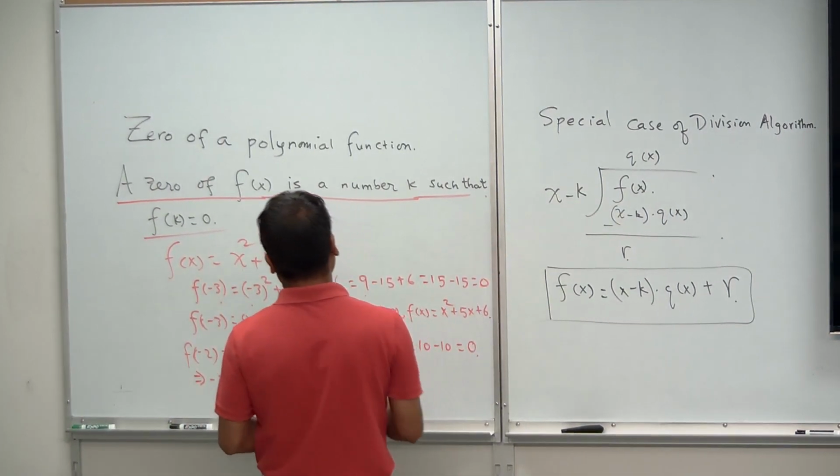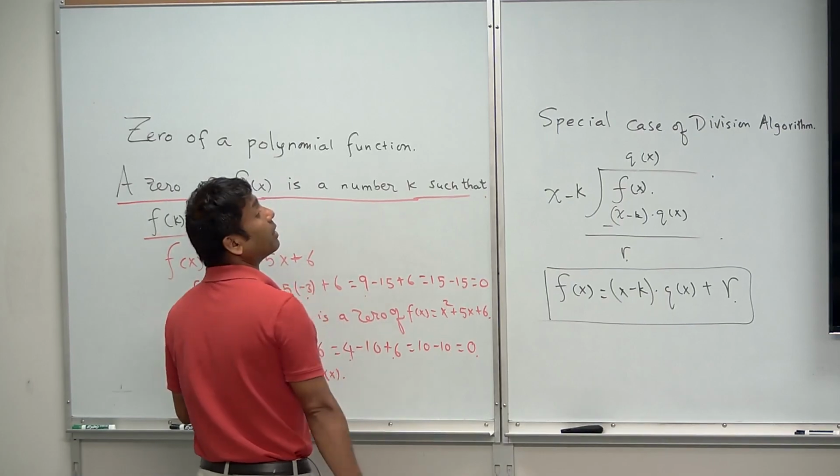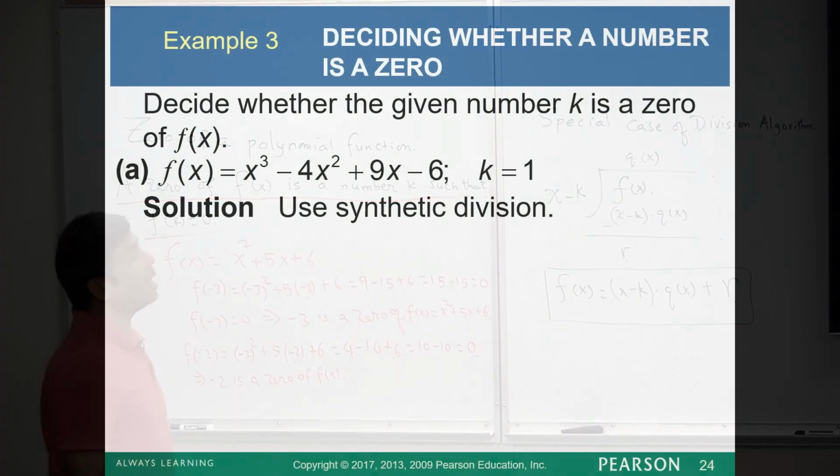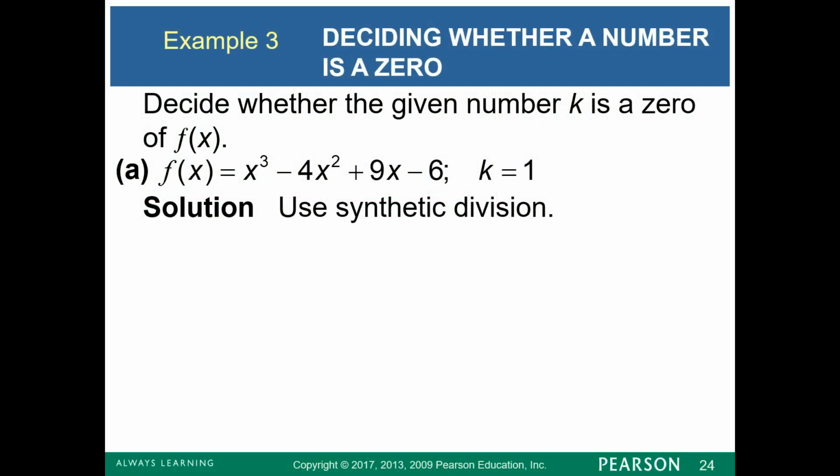So now look here, guys. Use synthetic division to decide whether the given number k is a zero of f(x). f(x) is x cubed minus 4x squared plus 9x minus 6, and k equals 1. So you can use synthetic division, or you can simply plug in 1 for x. It's up to you. Okay?